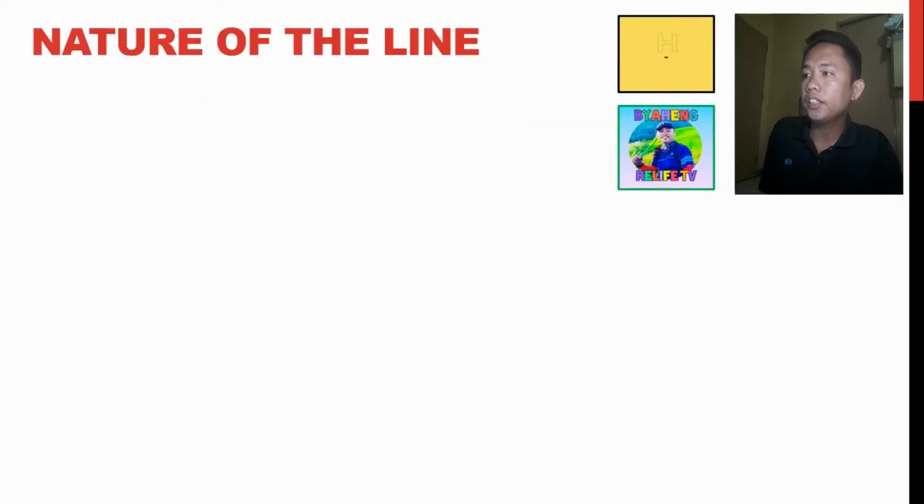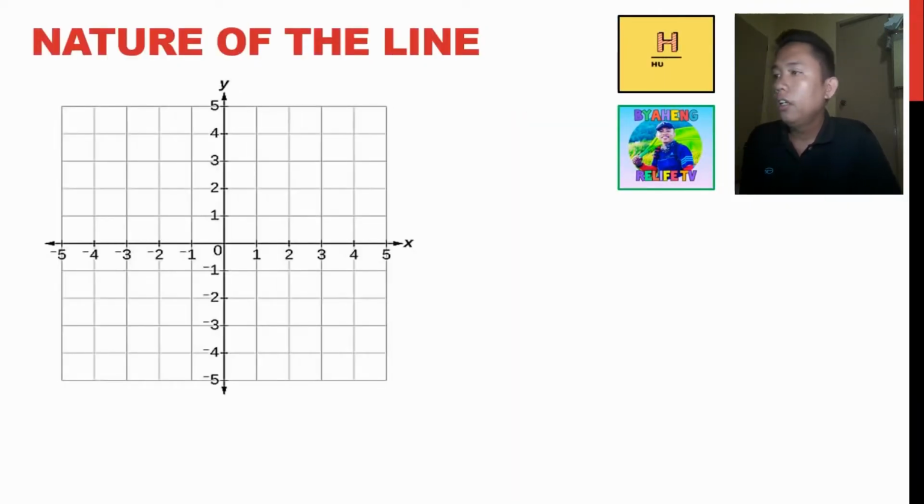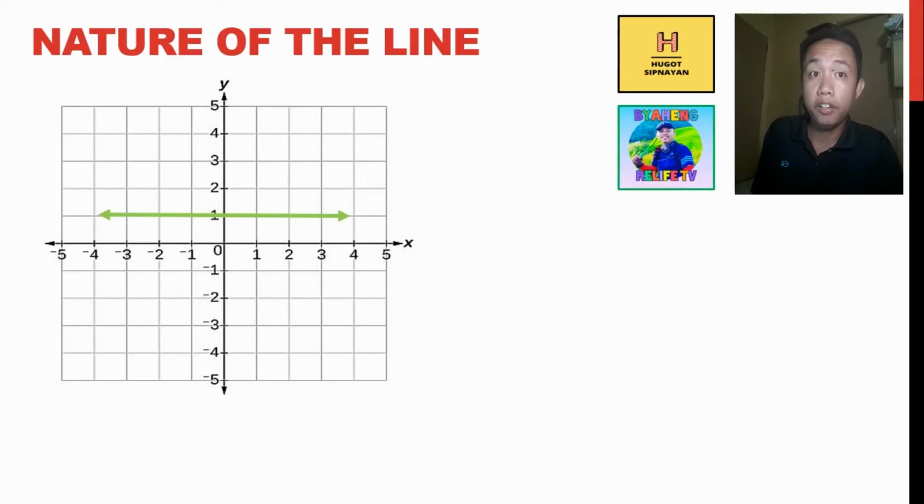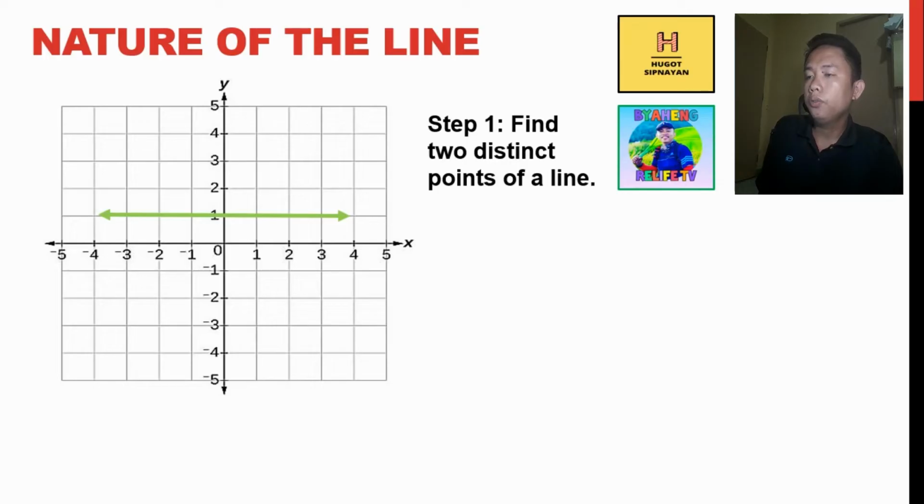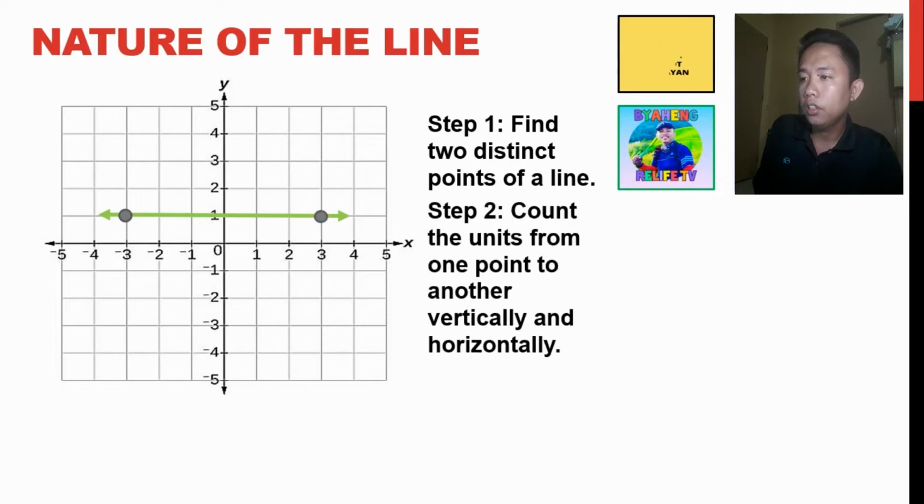Okay, now let's have the next example. The nature of the line kapag horizontal. So, find two distinct points of the line. So, dun tayo sa pinakadulong part niya. So, let's count it vertical and horizontally.